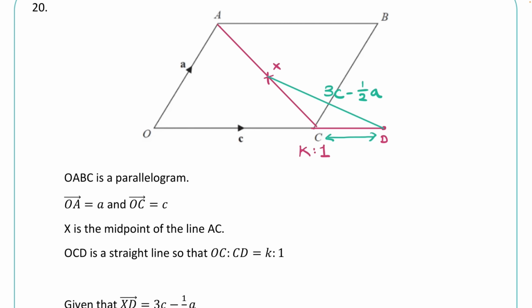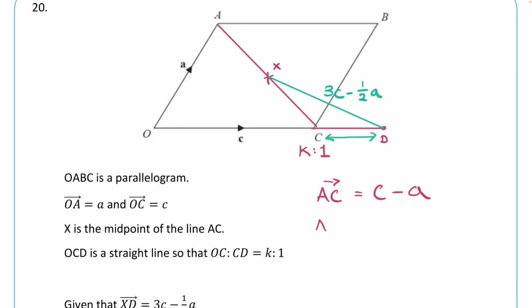So if we start by going from A to X. Now in order to get from A to X, we're going to have to go from A to C. It says that X is a midpoint, so we can do half of that vector, and that'll be from A to X. So A to C is equal to, and if we look at the diagram, we have minus A and plus C. Minus A plus C can also be written as C minus A, or minus A plus C if you prefer writing it the other way around.